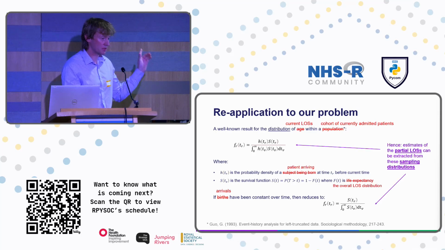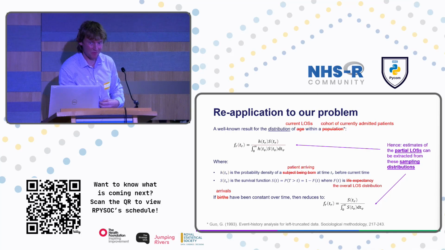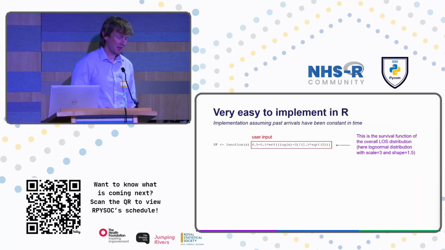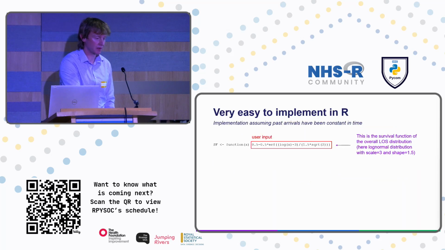So basically what these results are is the sampling distribution then of the partial length of stays that we can sample from in order to then calibrate, initialize the simulation, to then run the simulation. So this is very easy to implement in R. It's a few lines, and it's probably a similar thing in Python as well, I'd guess.